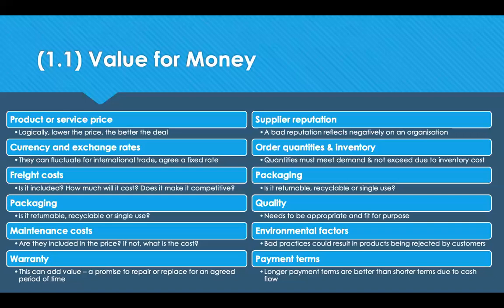Quality needs to be appropriate and fit for purpose. So it doesn't necessarily mean it needs to be the best quality, but it certainly needs to meet the needs of the customer. And do think about those environmental factors as well, because bad practices could result in products being rejected by your customer.